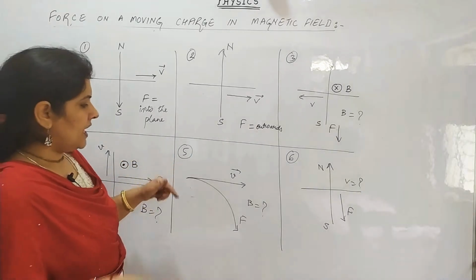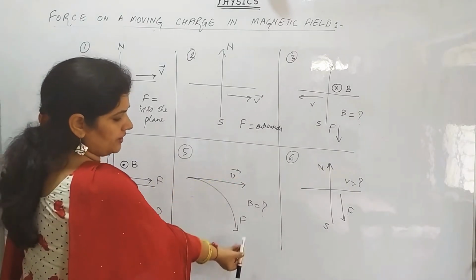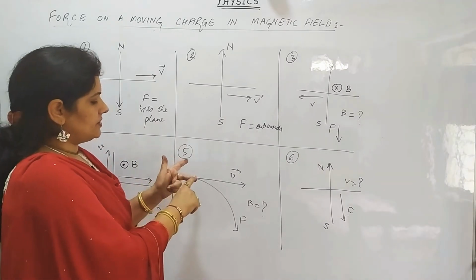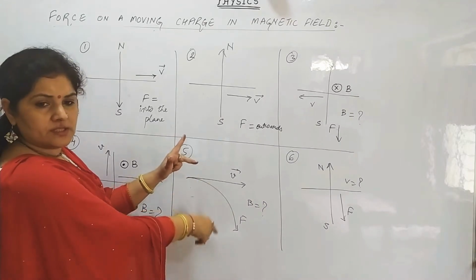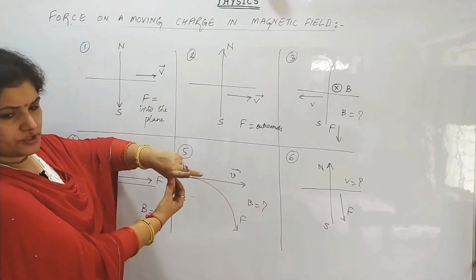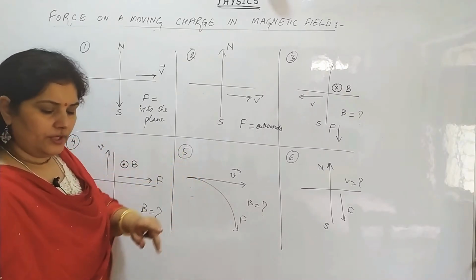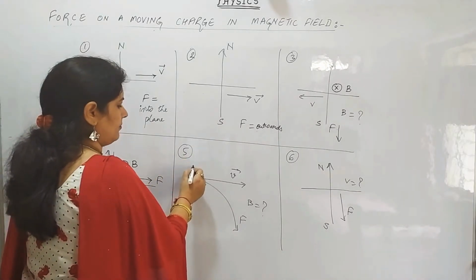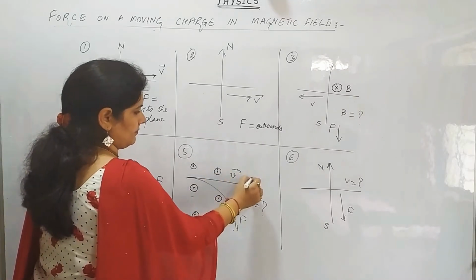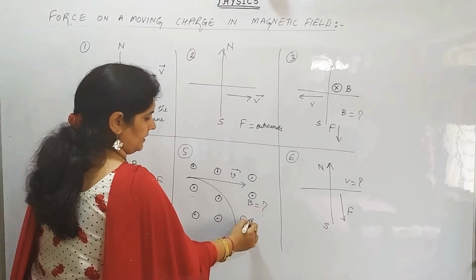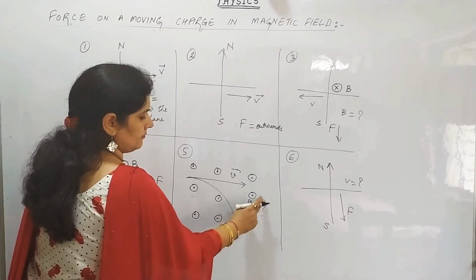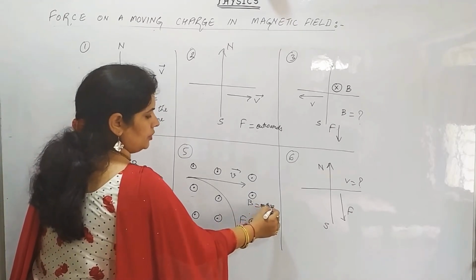Coming to the fifth one. A charged particle was moving like this and it took a turn. We have to find the magnetic field. The movement of the charge is to the right hand side and it is experiencing a force in the downward direction. So we take the force downward. This is the velocity and this is the force in the downward direction. So what is the direction of the magnetic field? Towards the reader. So what kind of magnetic field will we show? We will show this: the magnetic field is outward, towards the reader.